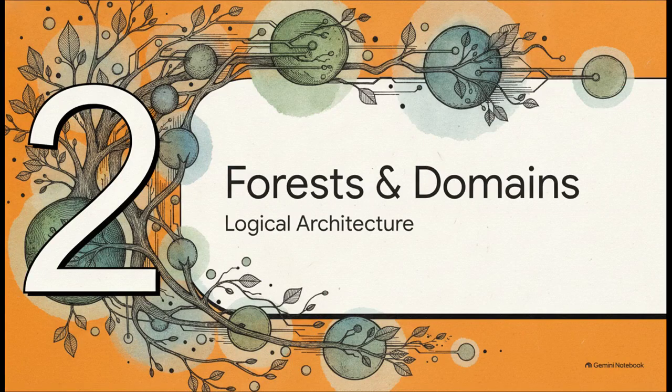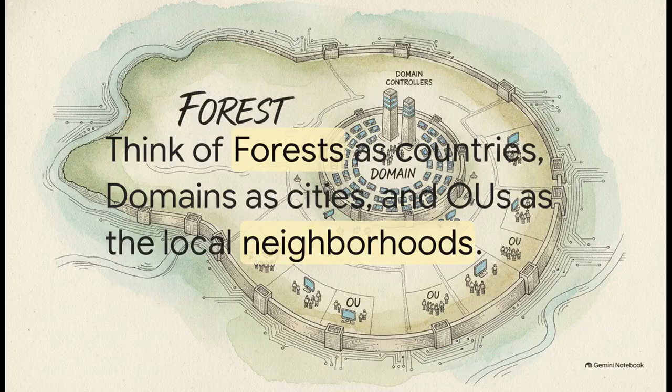Moving on to Section 2, forests, trees, and domains. Let's see how this all builds into the actual logical architecture and hierarchy. Think of your IT infrastructure as a map. The forest is your absolute top-level security boundary, sort of like a country. All the domains inside that forest implicitly trust each other. The domains themselves are the core administrative units, like cities within the country. And finally, organizational units, or OUs, are the specific neighborhoods where you group your individual users and computers together.